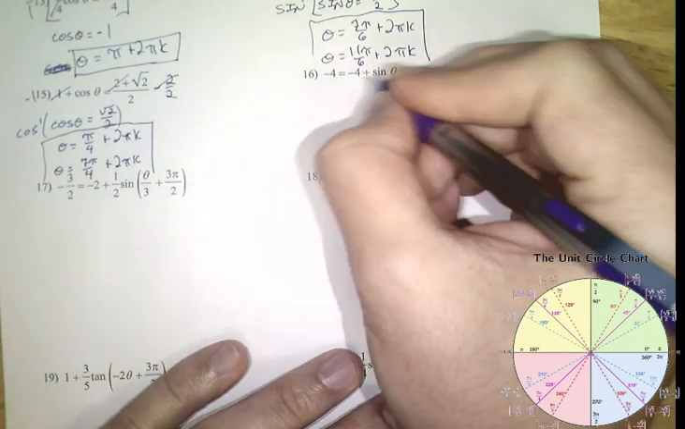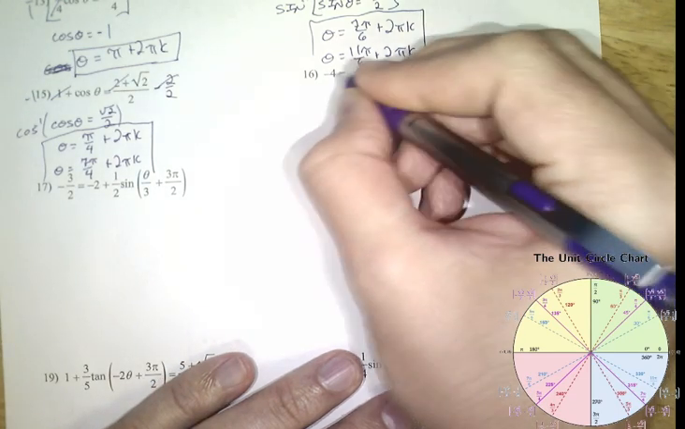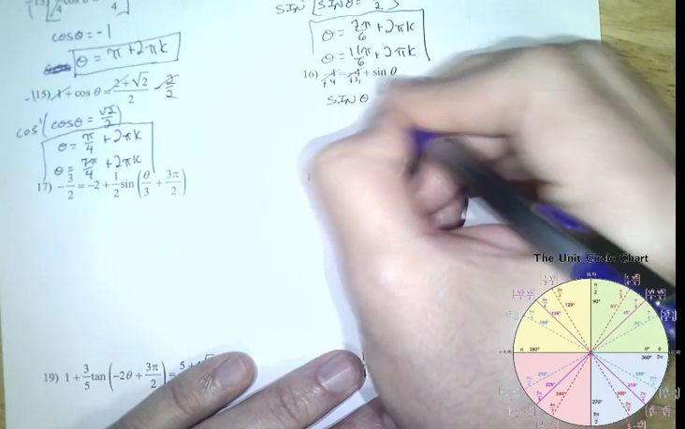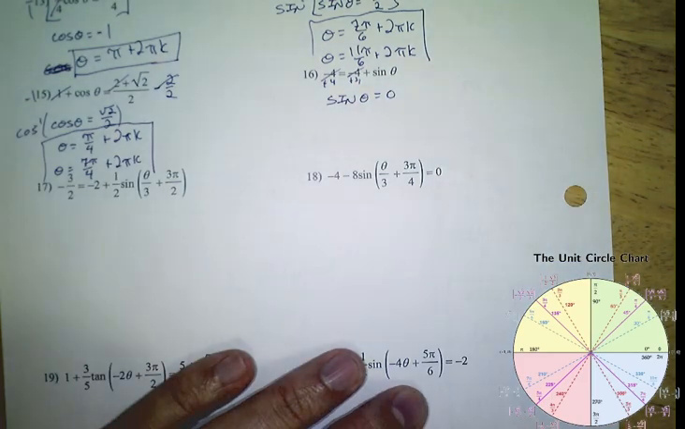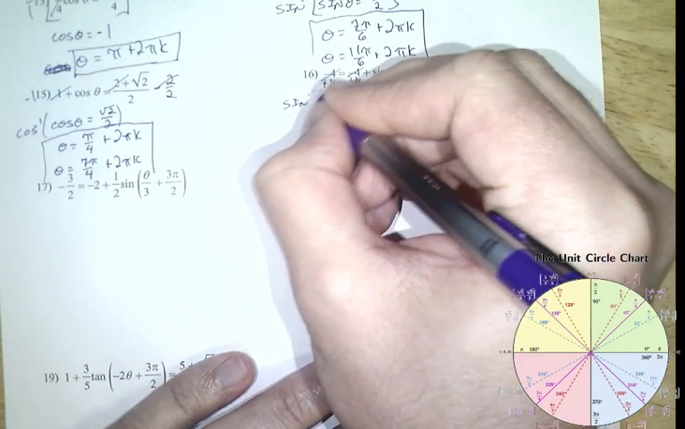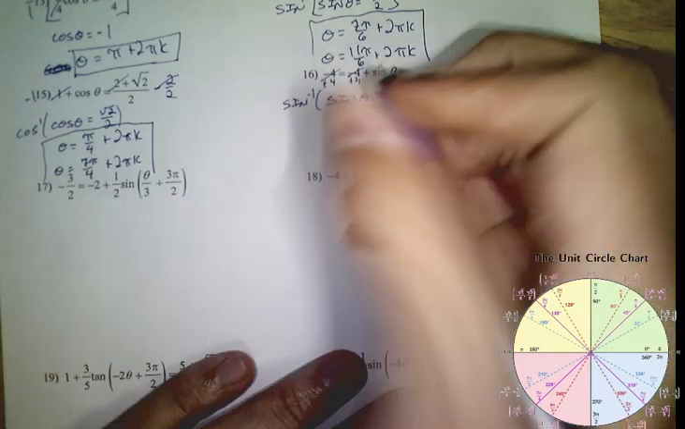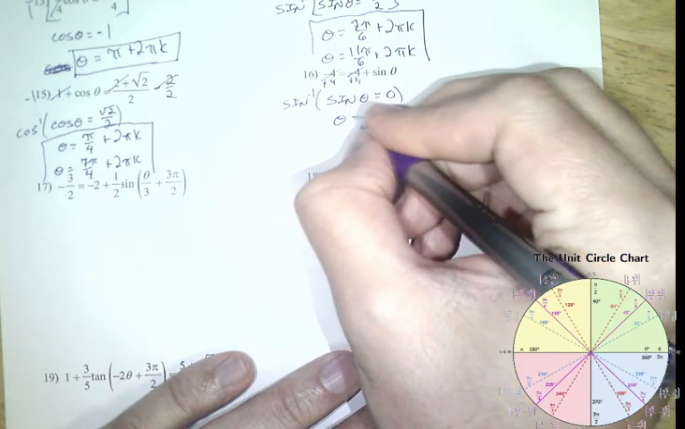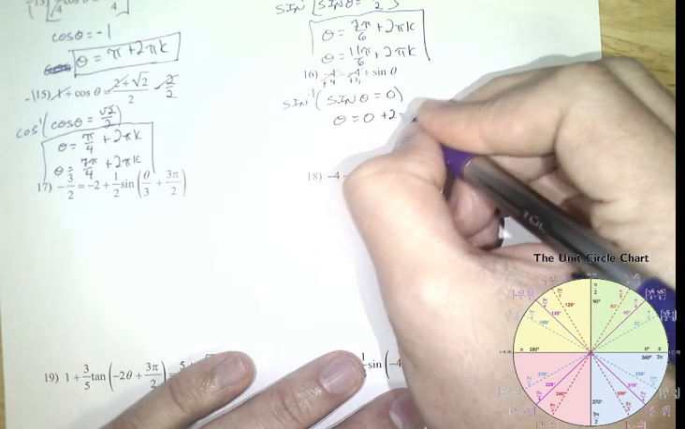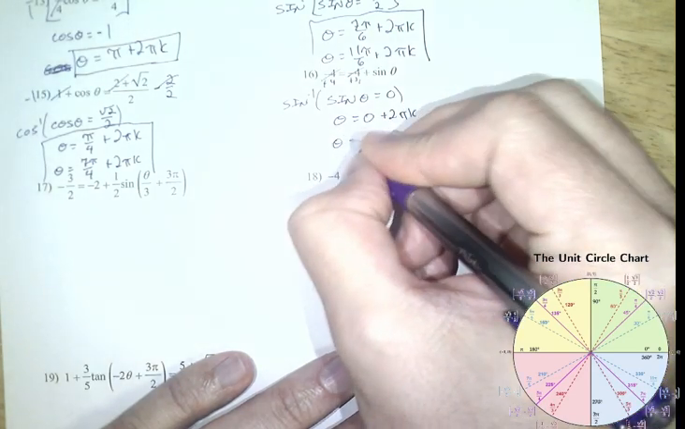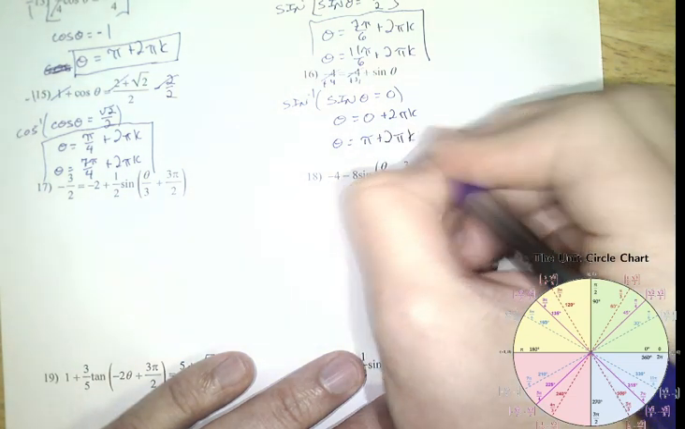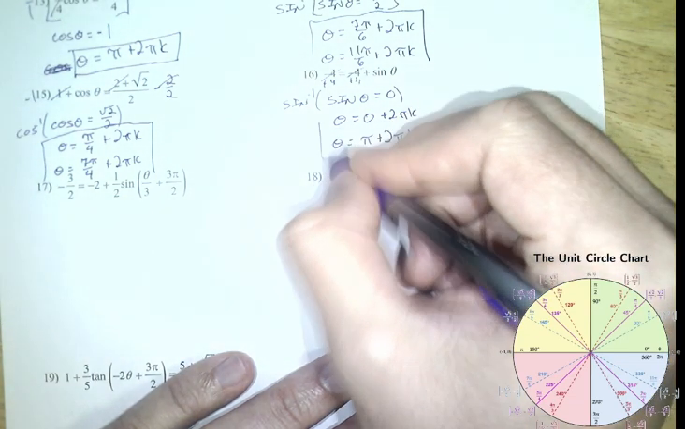Okay, this one, let's start by adding 4 to both sides. Plus 4, those cancel out. So sine theta is equal to 0. If you want to take inverse sine of both sides, sine is 0 twice on the unit circle. Once at 0 plus 2 pi k, and once at pi plus 2 pi k. This is a totally fine answer.